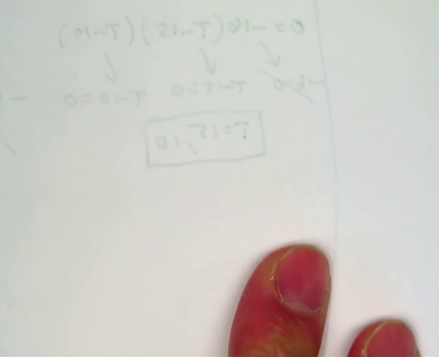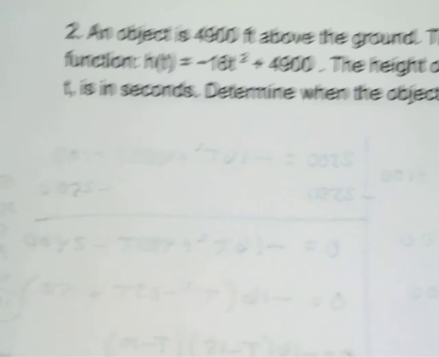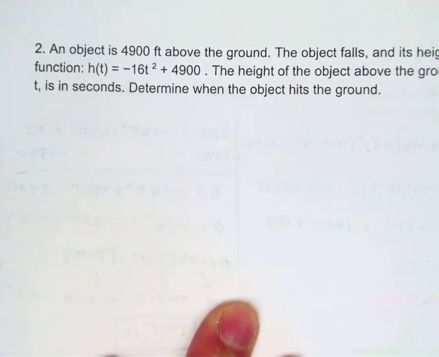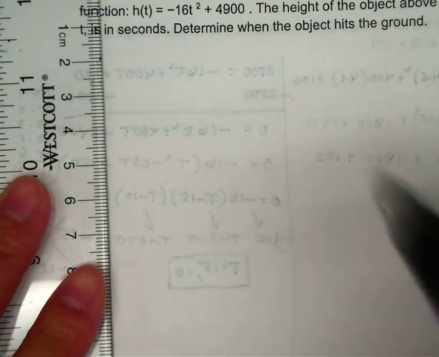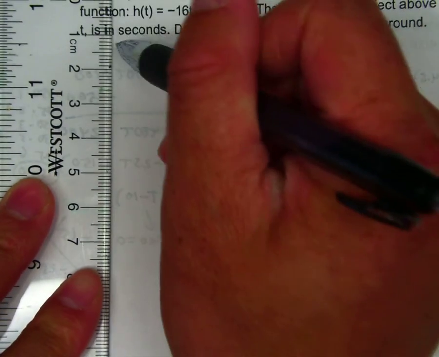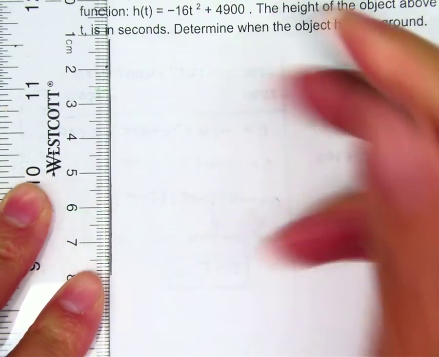An object is 4,900 feet above the ground. You might be thinking, is it like floating in space?